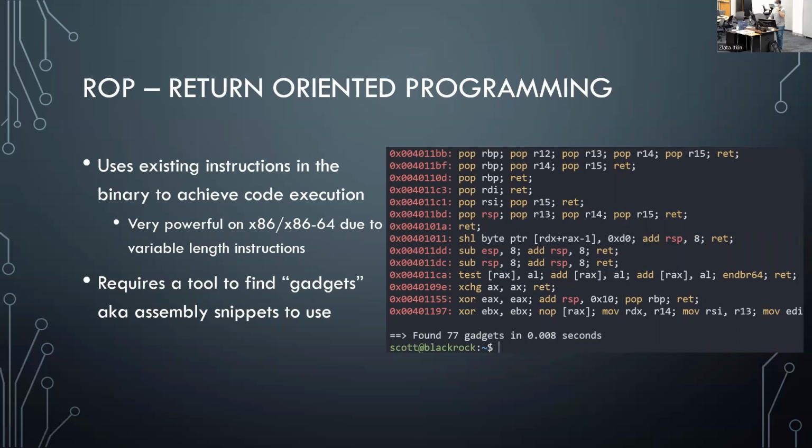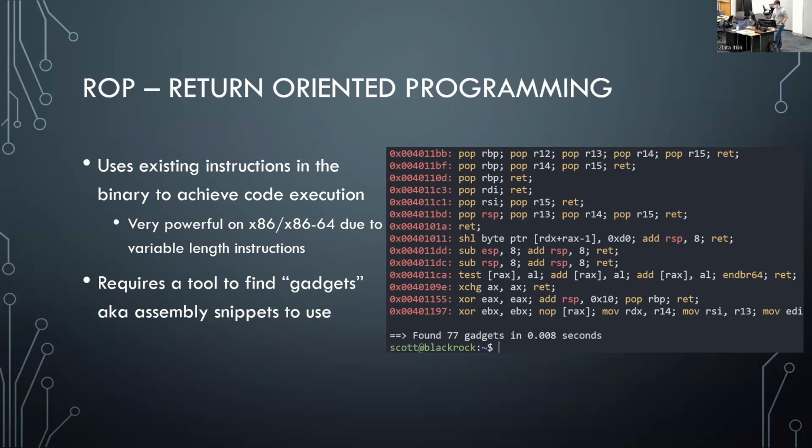Because of that, tools like ROPgadget or Wrapper can find little gadgets, or assembly snippets, that we can use to program our VM or our process. You can see on the right an example of an output from Wrapper, which is a very nice ROP gadget tool written in Rust. Cole, I think you're a fan of that.